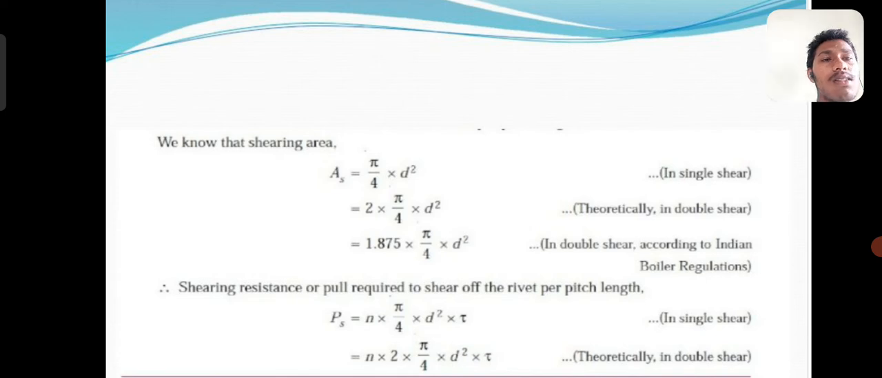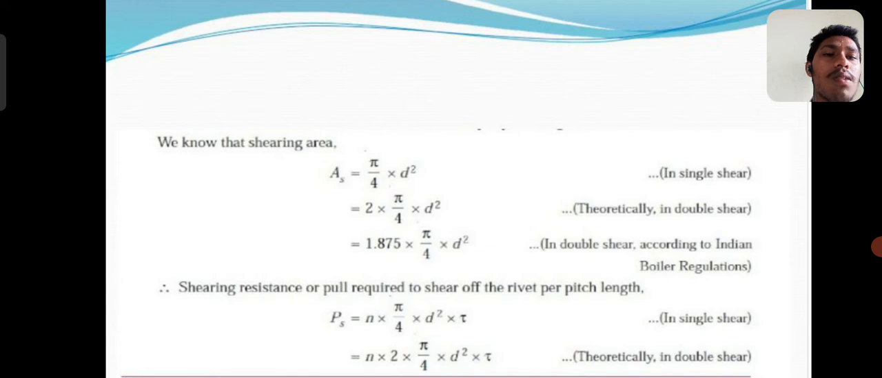And the shear resistance, or pull required to shear a rivet per pitch length, is Ps equals n into pi by 4 into d square into tau in single shear, and in double shear it is n into 2 into pi by 4 into d square into tau. It is the theoretical value for double shear. Those are the shear values in single shear and the theoretical double shear.